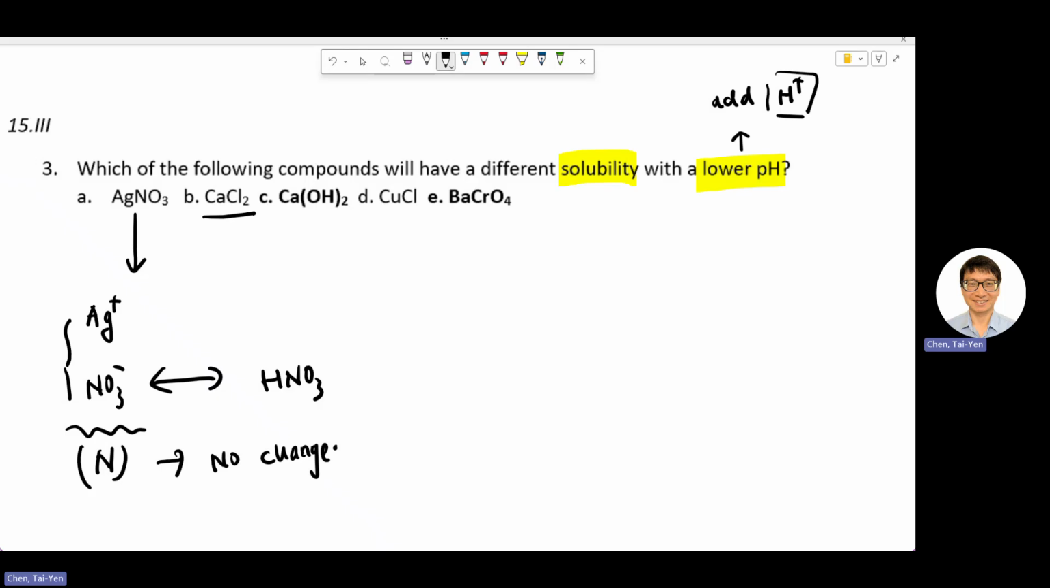Okay, how about this guy? What are the ions of CaCl2 once it dissociates? Ca2 plus, and then 2Cl minus, right?